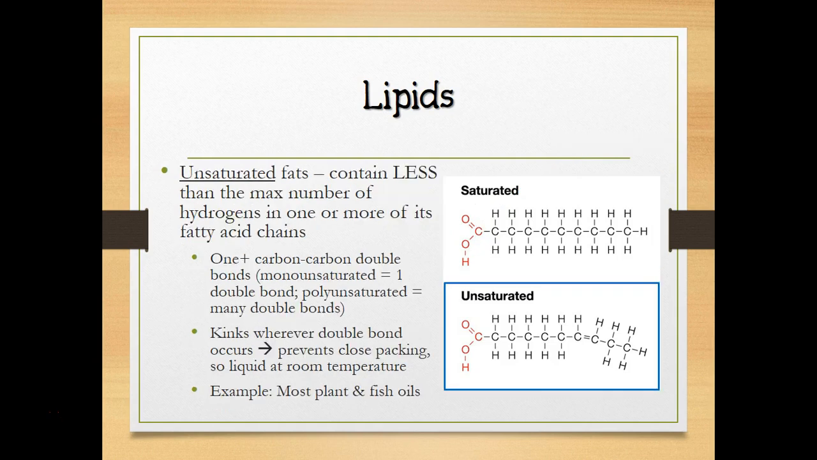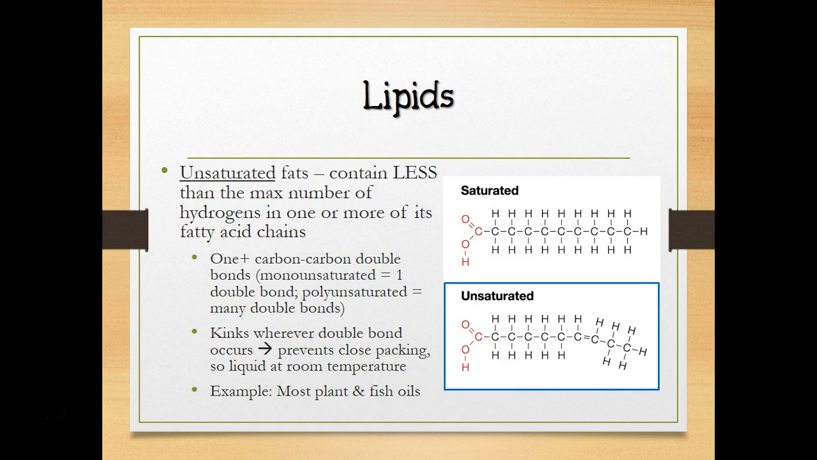Flip side to that, though, are your unsaturated fats. So now I've got less than the maximum number of hydrogens because at least somewhere I've got one, if not more than one, carbon-to-carbon double bond. And in fact, if there is only one, we talk about them as monounsaturated. Polyunsaturated, you've got more than one. And a lot of times you'll see those listed on food labels. Polyunsaturated is better than the monounsaturated. And unsaturated in general, health-wise, is better than your saturated fats.